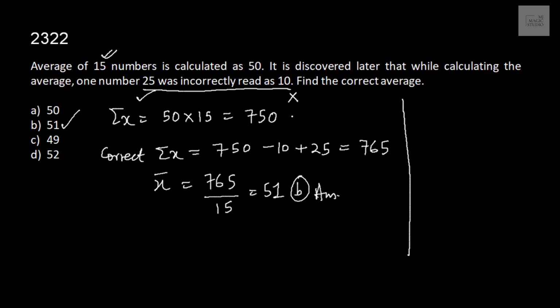Straight away we can also see that if one is going out and one is coming in, what difference it is bringing to the total, without actually calculating this. 25 is coming in and 10 is going out. That means the increase in the difference that they bring in is 15. Now if this difference is distributed among the 15 numbers, the average will increase by plus 1, isn't it? Old average was 50, increase it by plus 1, it becomes 51, and it saves time from this tedious calculation. 51, option B is the answer.